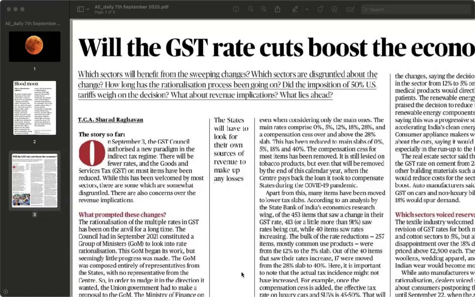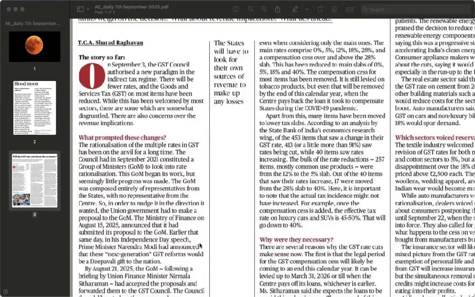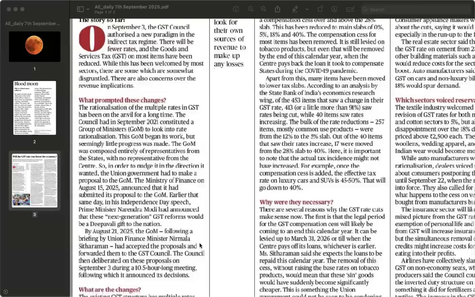All right, now what happened recently? On September 3rd, the GST Council, which is basically a group that decides tax rates, made a big change. They reduced the number of taxes and cut taxes on many products. So, this is called GST rationalization. And the idea is to make the system simpler and to give basically a boost to our economy.